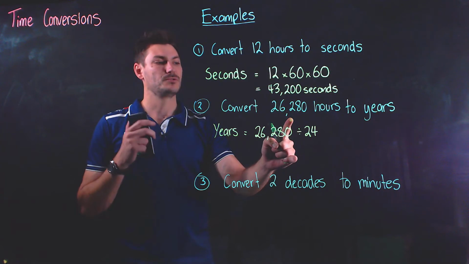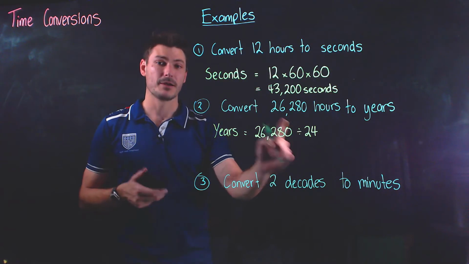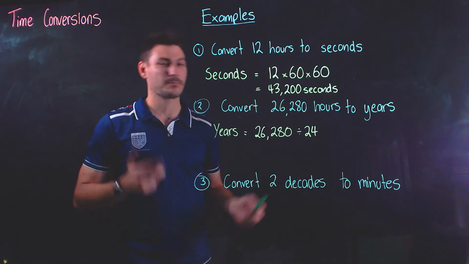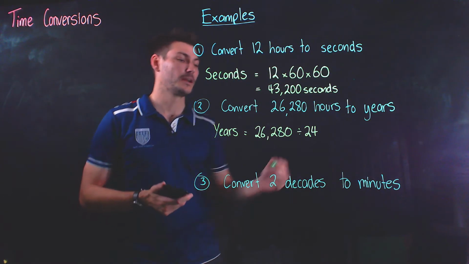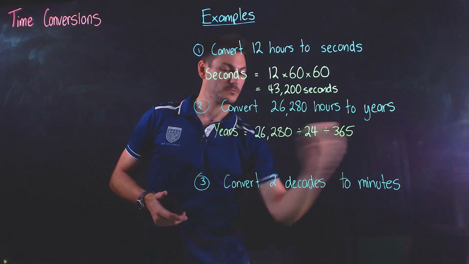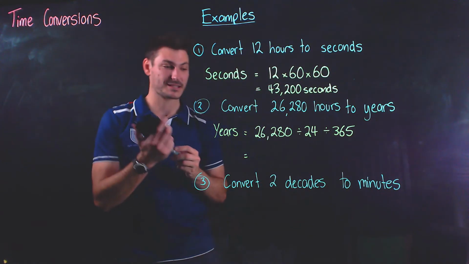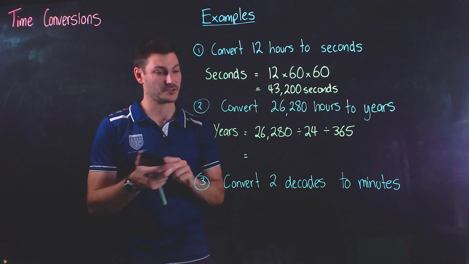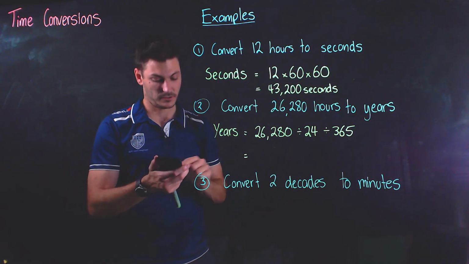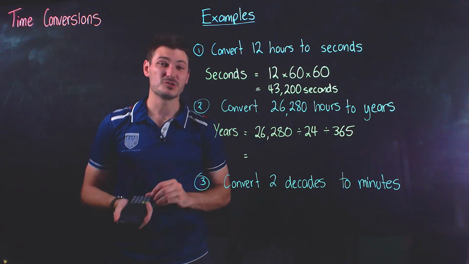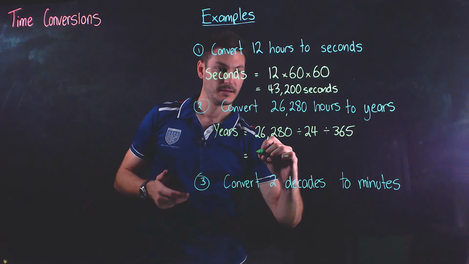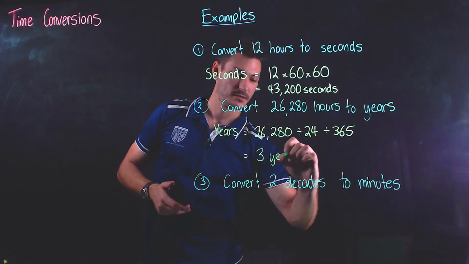Now I'm going to go to years. So it's just one more step. I've got to figure out how many days in a year. It's 365, unless we're on a leap year, but we typically just go with 365. So I'm going to divide by 365 as well. And that'll get me how many years that many hours is. So 26,280 divided by 24, divided by 365. You can do that all in one line, and you get 3. That's a really nice answer. 3 years.